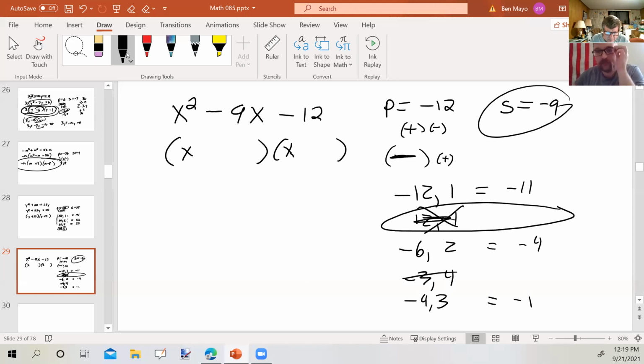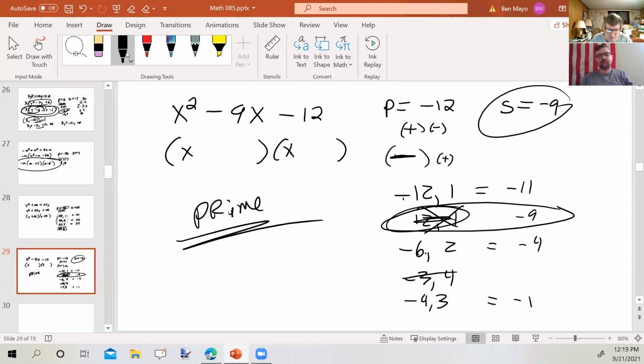You still following? Don't fall asleep on me now. Okay. About 1 minute to go. So my pair of numbers to get my negative 9, one of them has to be between negative 12 and negative 6. So it could be like negative 11, 10, 9, 8, 7. One of them has to be between 1 and 2. Well, there are no whole numbers between 1 and 2. So what does that mean? This trinomial is prime. It doesn't factor under real numbers.